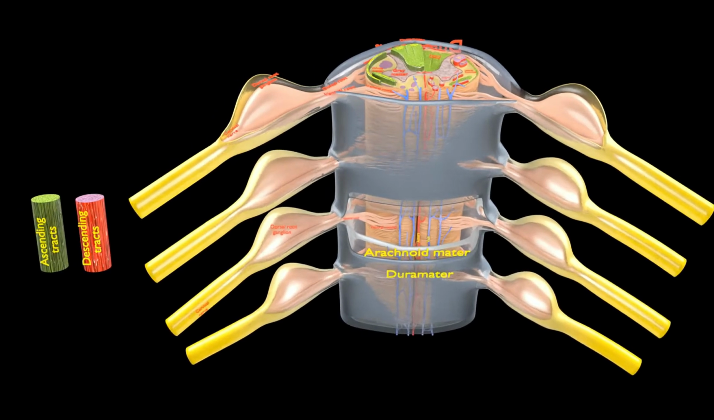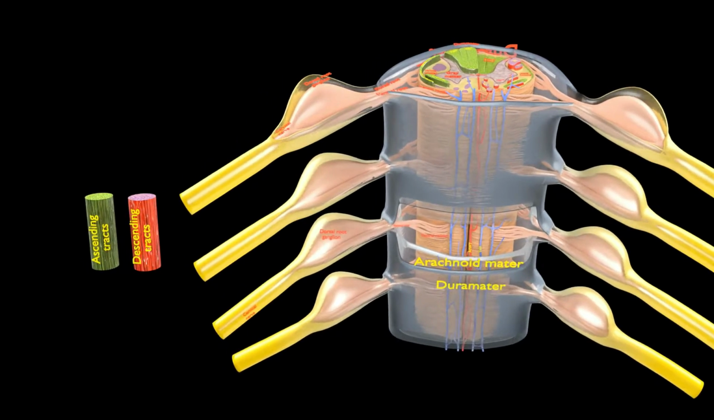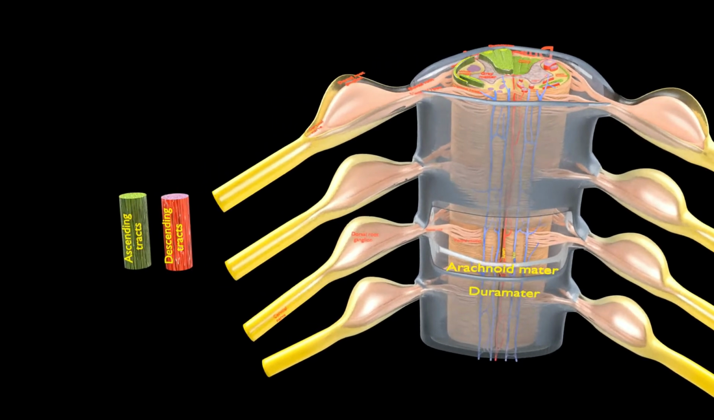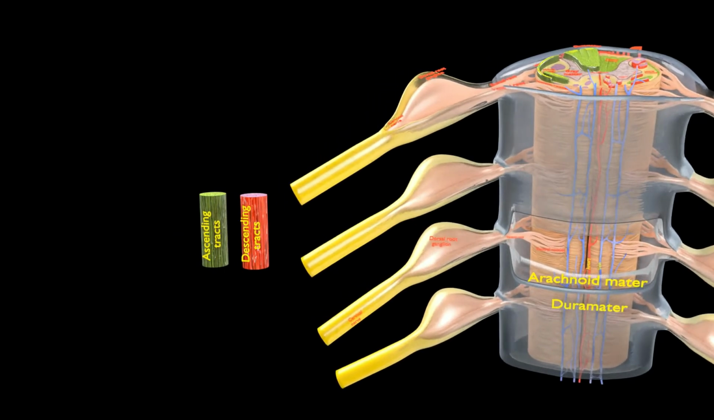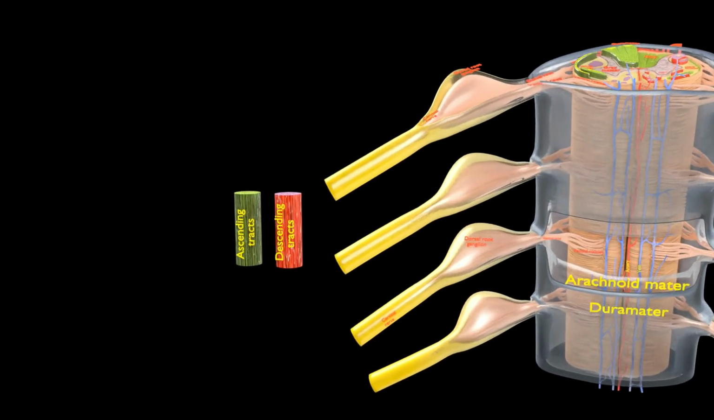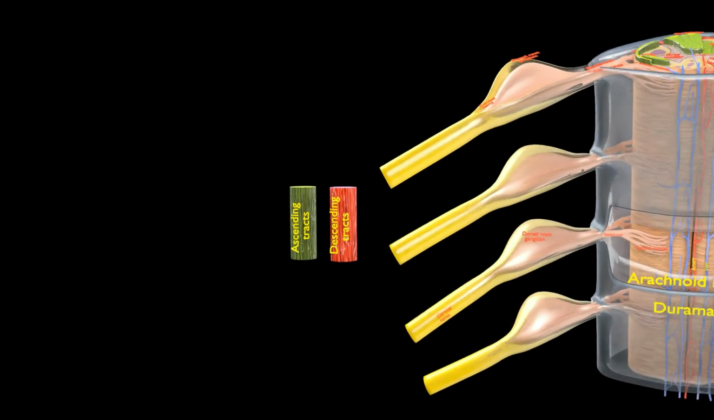Hello viewers, this video covers an important topic of human body concerned with the tracts or pathways within our spinal cord which carry information from and to the brain. The information carried includes the various sensory signals to the brain and signals for the movement of different parts of the body from the brain.